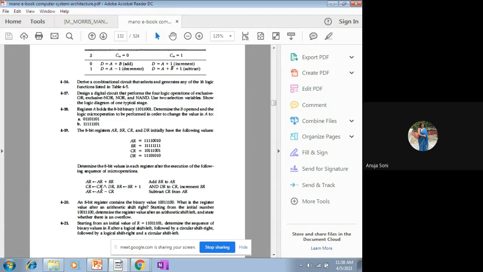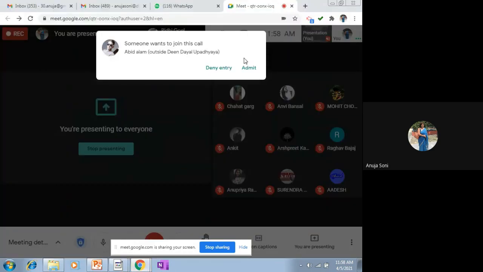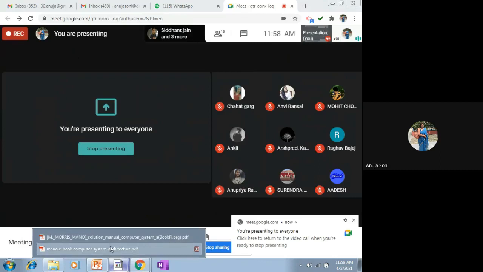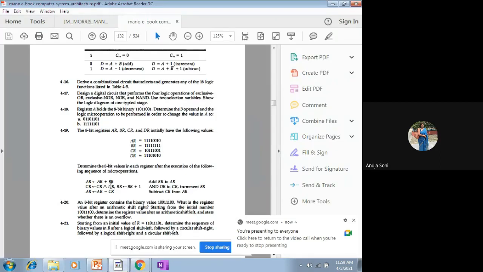Similarly, in the next statement, the AND operator is applied over CR and DR. You have to apply the AND operator over the contents of CR and DR, bit by bit. Whatever final result comes out, you have to transfer it to CR.